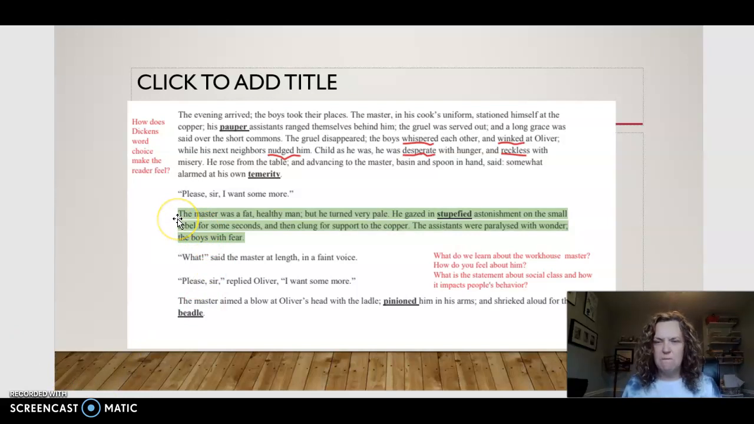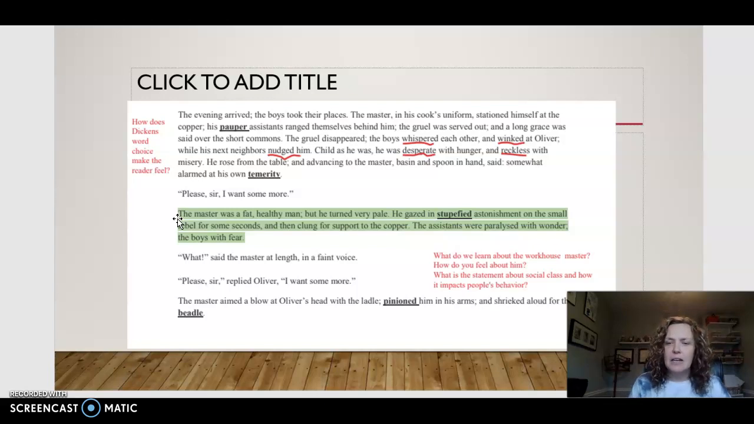And then look at this, the master. The master was a fat, healthy man. Now think about the boys who were in this workhouse and how much food they were given. Now this master, how much food do you think he gets? He's a fat, healthy man, meaning that he's probably got a good amount of food. So he's absolutely shocked. This hungry child wants more food? You ungrateful child! He's shocked and he calls for the beadle, which is basically a police officer, right?